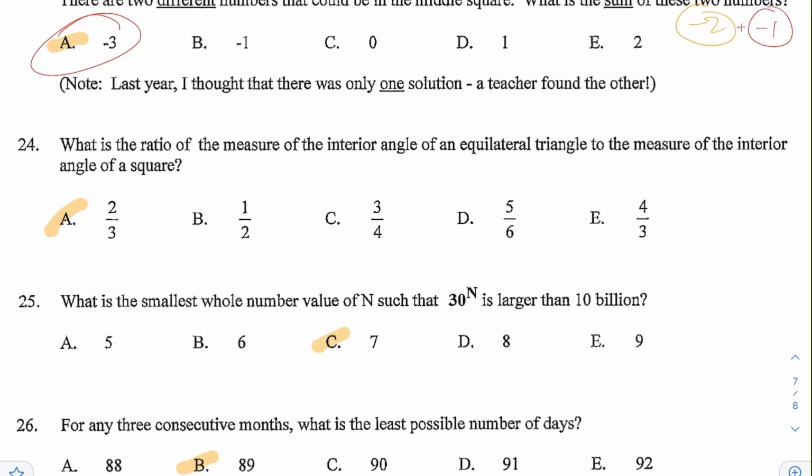All right, next to number 24. What's the ratio of the measure of the interior angle of an equilateral triangle to the measure of the interior angle of a square? So the interior angle, just say inside angle. For an equilateral triangle, all angles are equal to 60 degrees. And for a square, all angles are 90 degrees. So you just have 60 to 90, and that's simplified to 2 to 3.